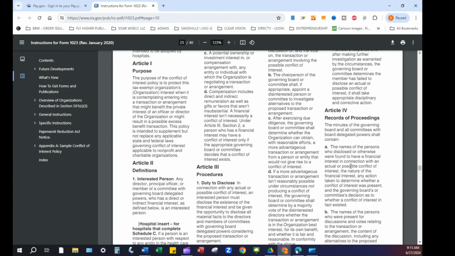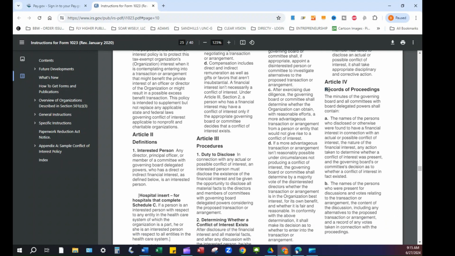Then it tells you violations of the conflict of interest policy, tells you all of that. And again, read all of this. Okay. Records of proceedings, telling you that that's about meeting minutes. You see the minutes of the governing board and all committees with board delegated powers shall contain. It's telling you what should be in the meeting minutes. Because again, remember I told you you're going to adopt the conflict of interest policy.